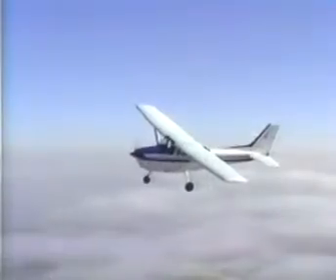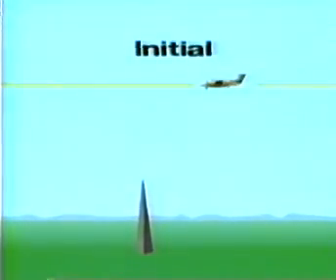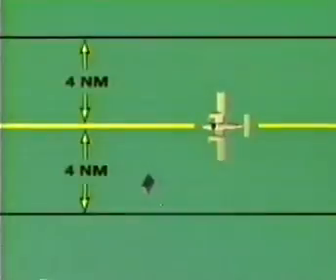Each segment of an approach is designed to provide adequate obstacle clearance. For example, on the initial approach segment, you have 1,000 feet of obstacle clearance when you're flying at the prescribed altitude. This obstacle clearance extends 4 nautical miles on either side of the charted course.